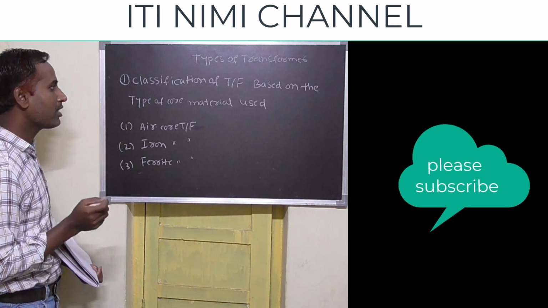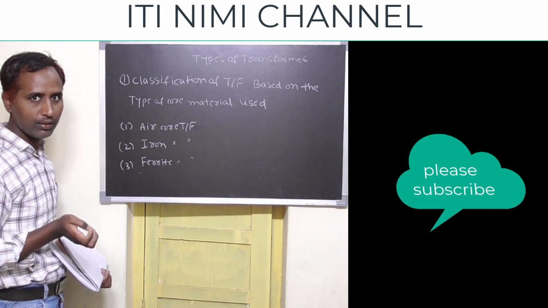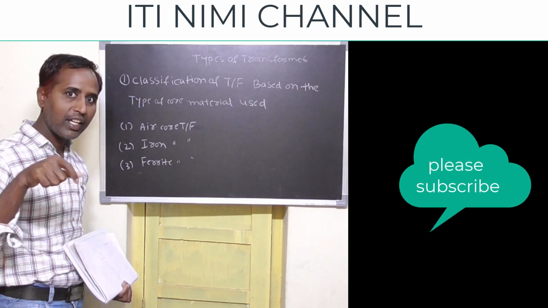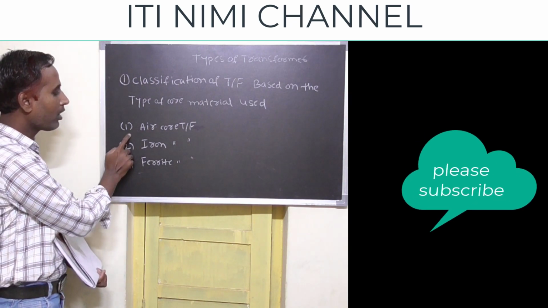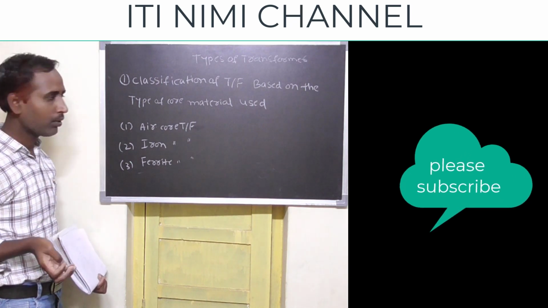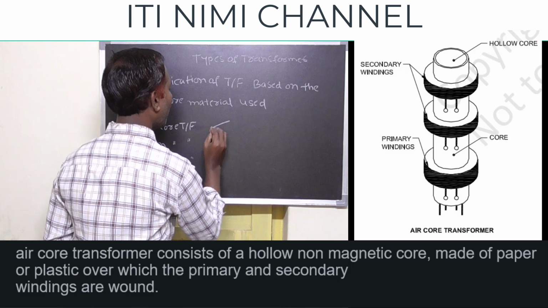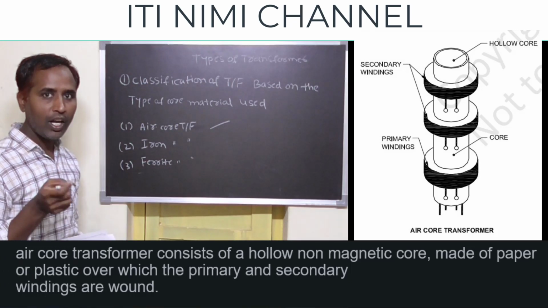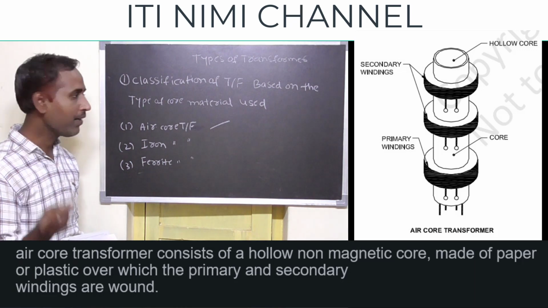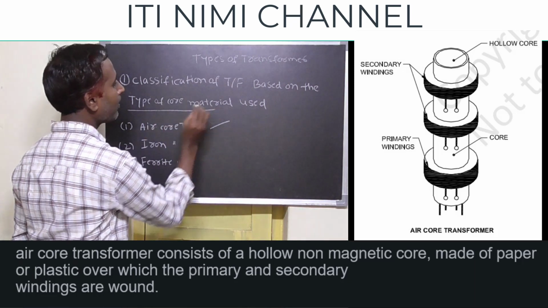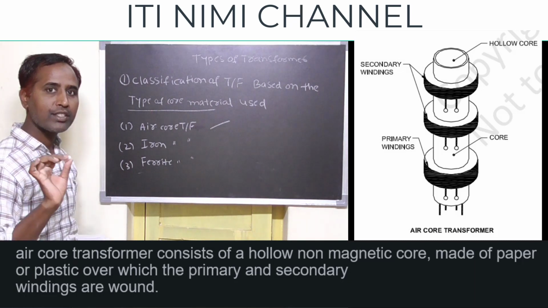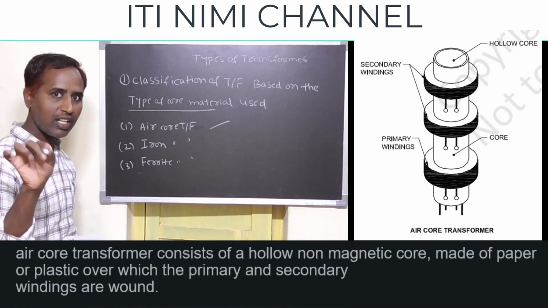Classification of transformer based on the types of core material used. Means the transformer is made up of which material. On the basis of that material, we are dividing the transformer into air core transformer, iron core transformer. Third one is ferrite core transformer. So friends, in air core transformer, what we have to remember in our mind? We have to remember only 3 points. Because we are dividing the transformer based on the type of core material used, that's why we have to remember which material used in which type of transformer.